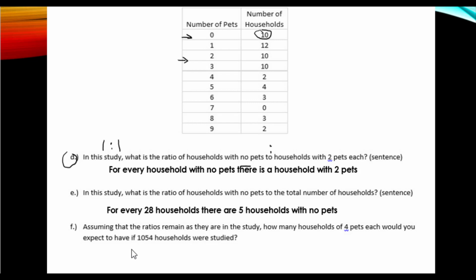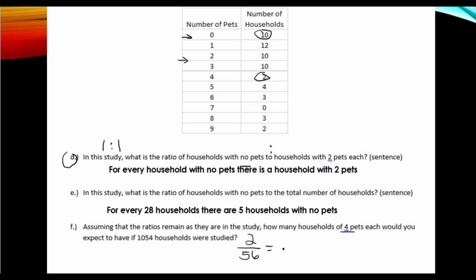Okay, so we're going to assume the ratio is as it is in the study. So for 4 pets, there are 2 households with 4 pets. So the ratio of households with 4 pets to total households is 2 to 56. I can make it 1 to 28, but we'll leave it like that.